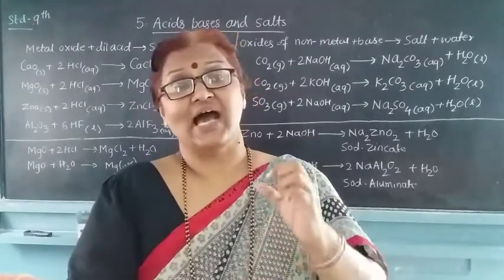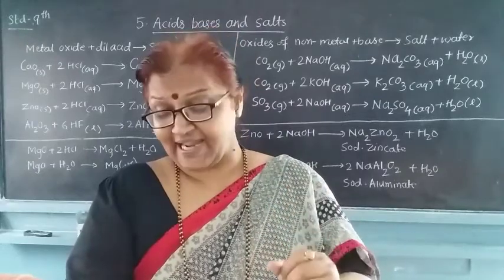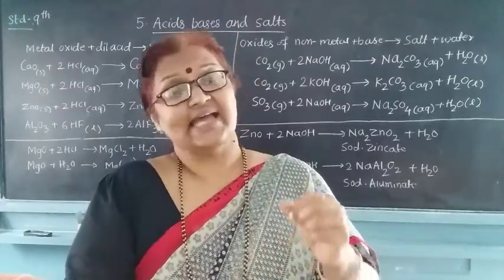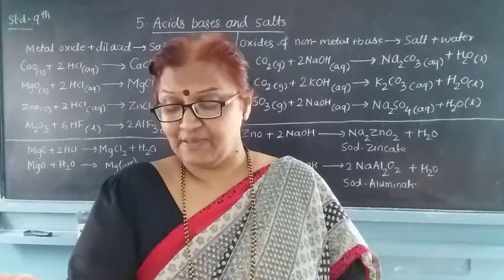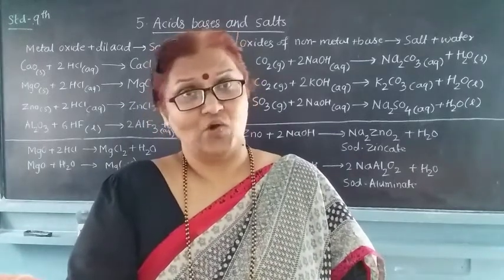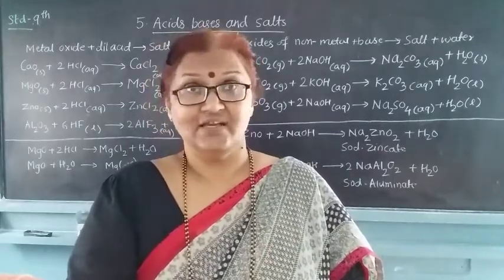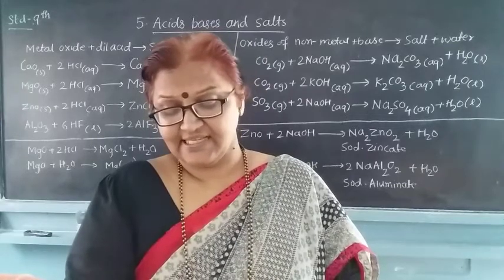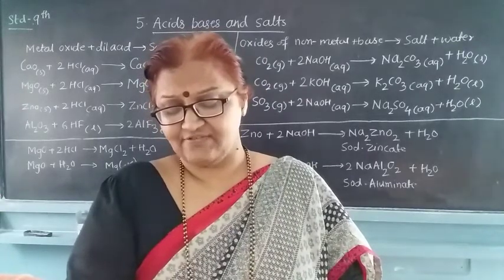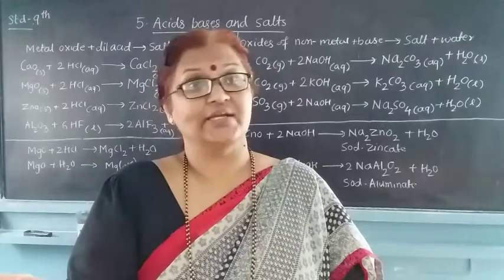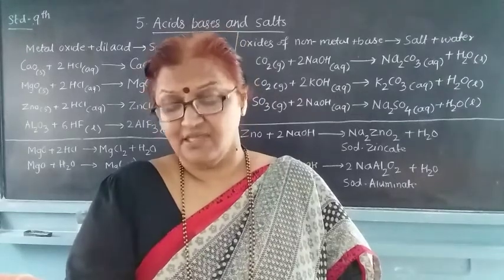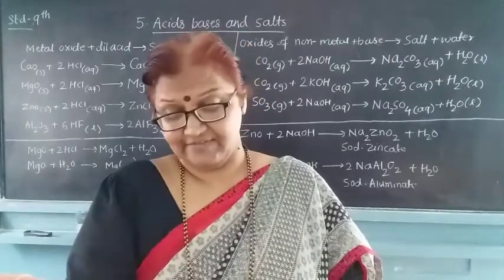Amphoteric oxides are the oxides which react with both acids and bases. Examples are aluminium oxide and zinc oxide. Next, the reaction of an acid with carbonates and bicarbonates of a metal. Here you have to do one activity.